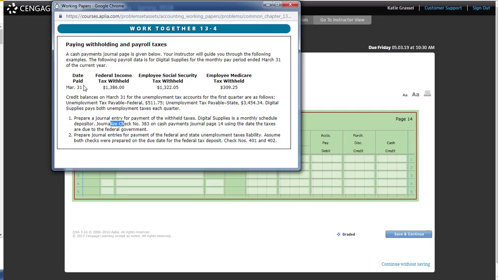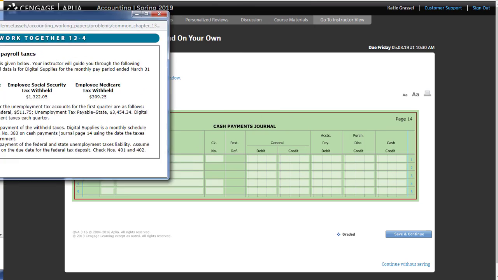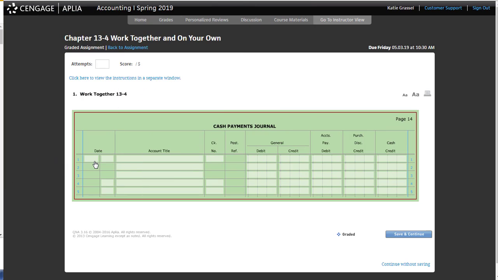It does say that if you are a monthly scheduled depositor, you are going to need to pay by the 15th following the quarter that it's due. So our first one we're going to do here is going to be April 15th. And we are paying the form that we filled out together yesterday, our Form 941.